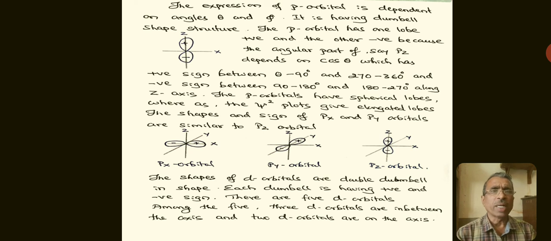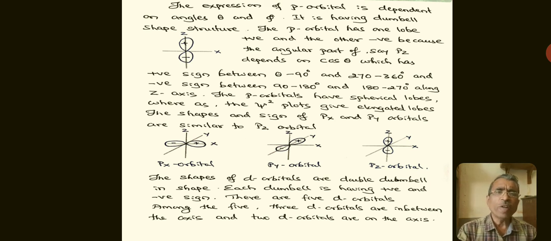The p orbitals have spherical lobes, whereas the chi-square plots give elongated lobes. The shapes and signs of px and py orbitals are similar to the pz orbital. One lobe has a positive sign, and the other lobe has a negative sign. The s orbital is spherical and has only a positive sign.